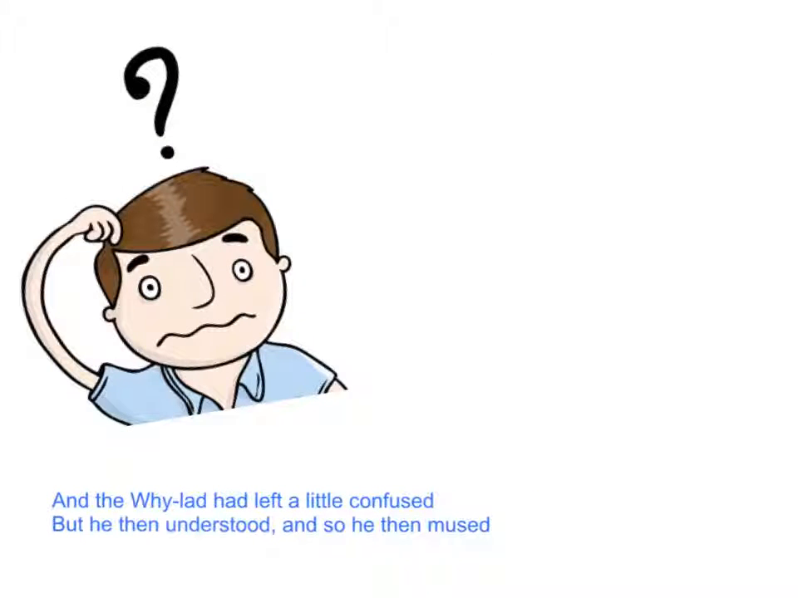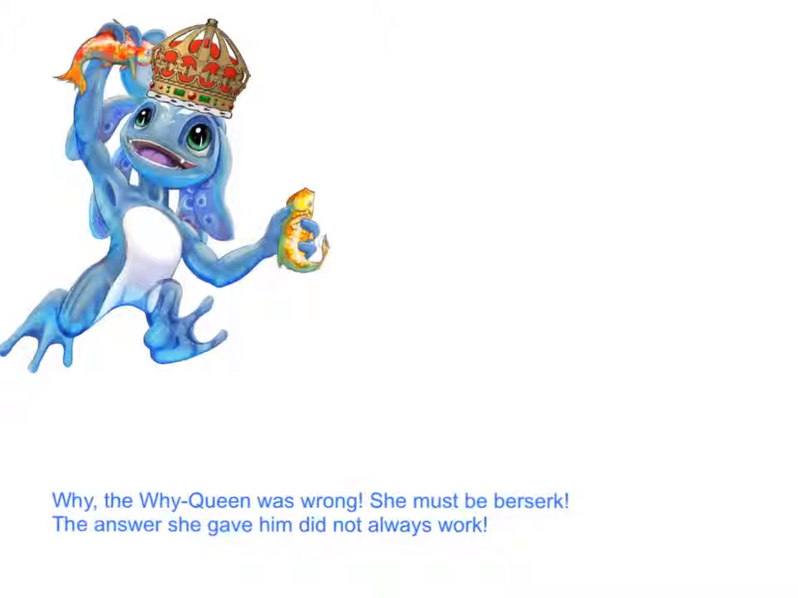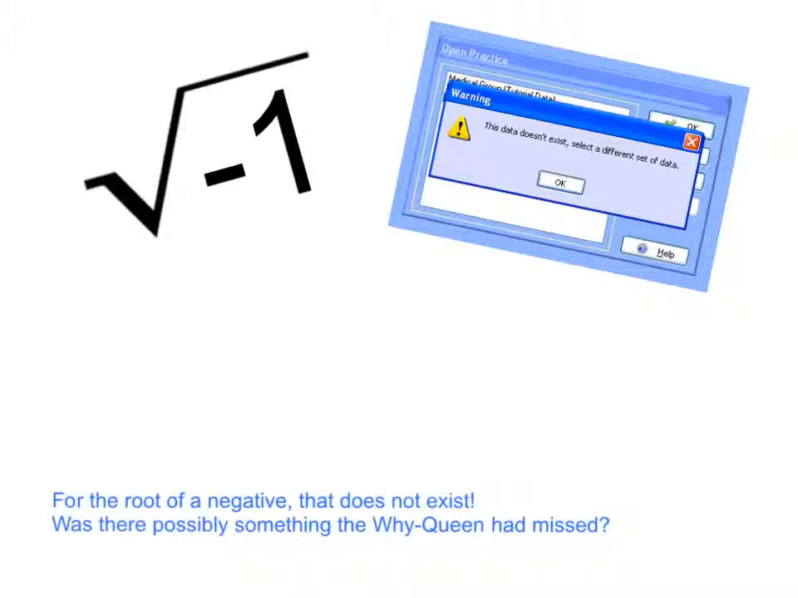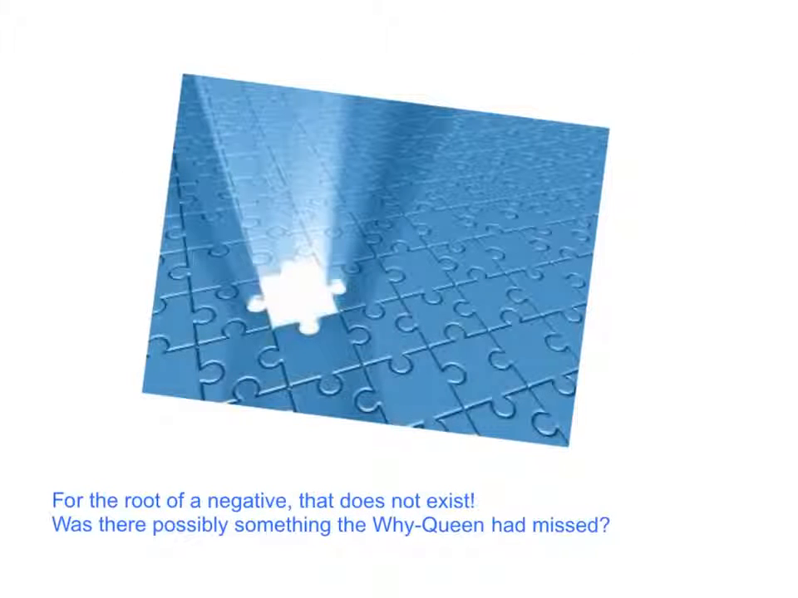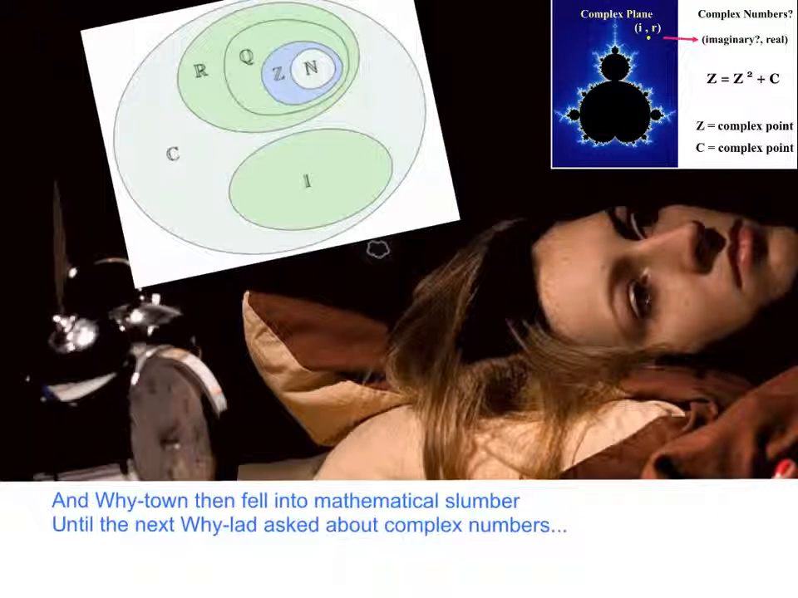And the Y lad had left a little confused. But he then understood, and so he then mused, "Why, the Y Queen was wrong, she must be berserk. The answer she gave him did not always work. For the root of a negative, that does not exist." Was there possibly something the Y Queen had missed? And the Y Town then fell into mathematical slumber. Until the next Y lad asked about complex numbers.